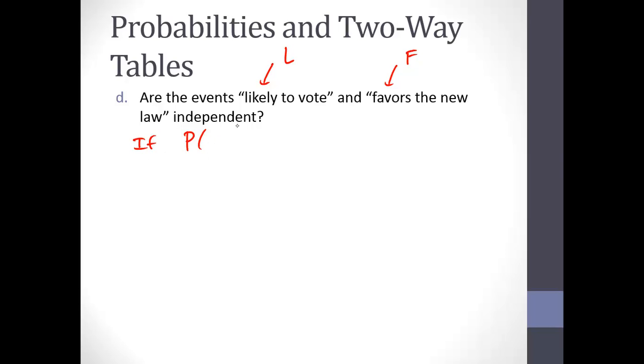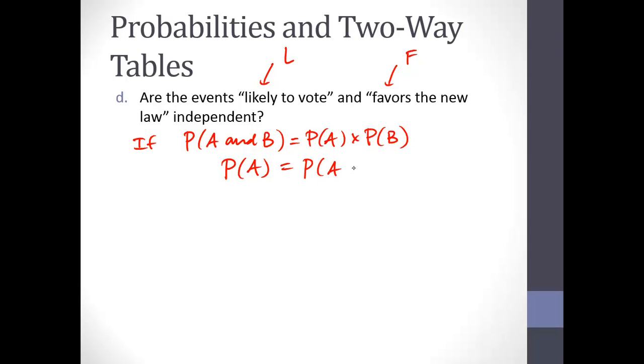So again, what I said in that previous slide was if the probability of A and B equals the probability of A times the probability of B, then we have independent events. But we also had one other thing that we looked at. That was if the probability of A equals the probability of A given B. So if either of these two things are true, then A and B are independent.